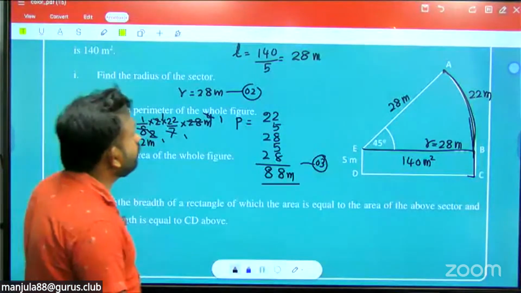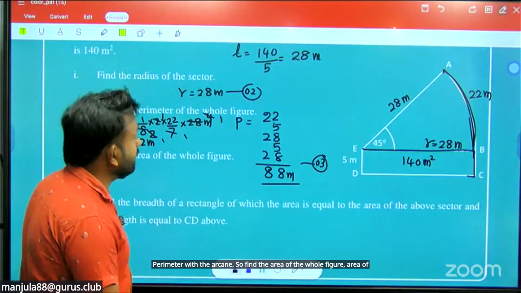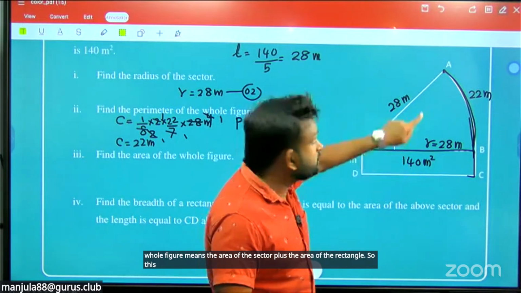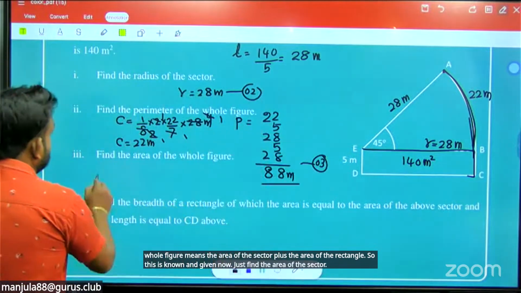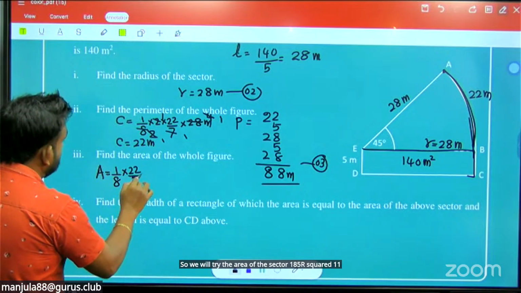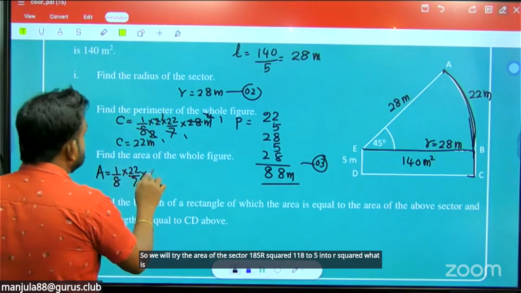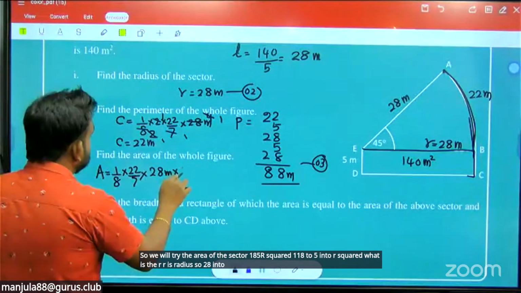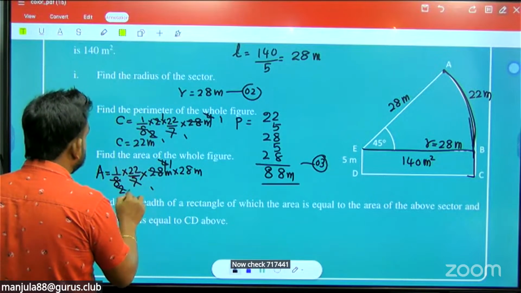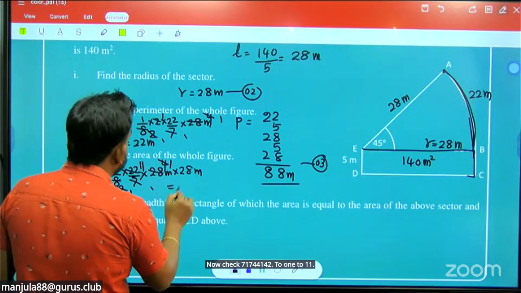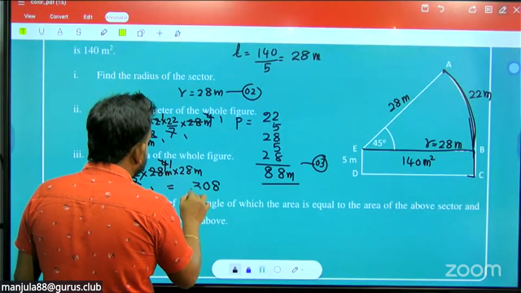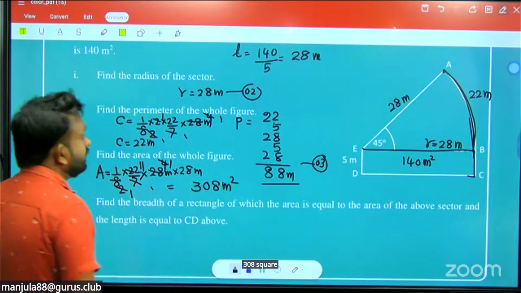So, find the area of the whole figure. Area of the whole figure means the area of the sector plus the area of the rectangle. So this is known and given now. Just find the area of the sector. So you will write the area of the sector: 45/360 into π r squared, that is 1/8 into 22/7 into r squared. What is the r? R is the radius, so 28 into 28. Now check, 7 fours are 28, 4 into 2 is 8, 2 into 2 is 4, 22 into 14. So 11 into 28, that comes as 308 square meters. So that is the area of the sector.